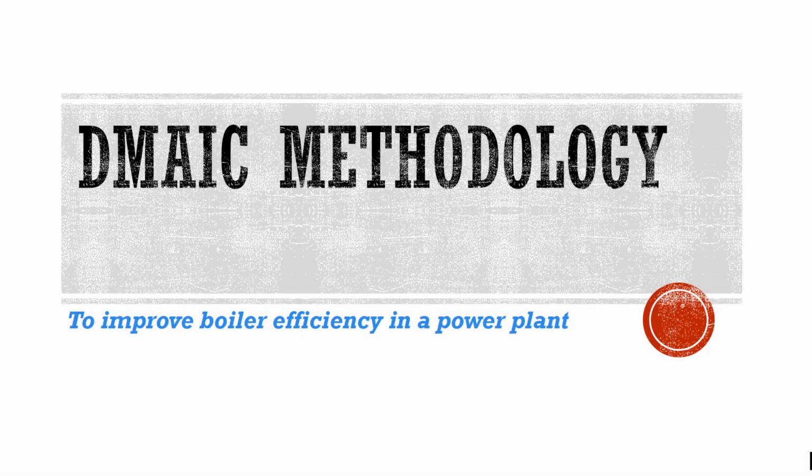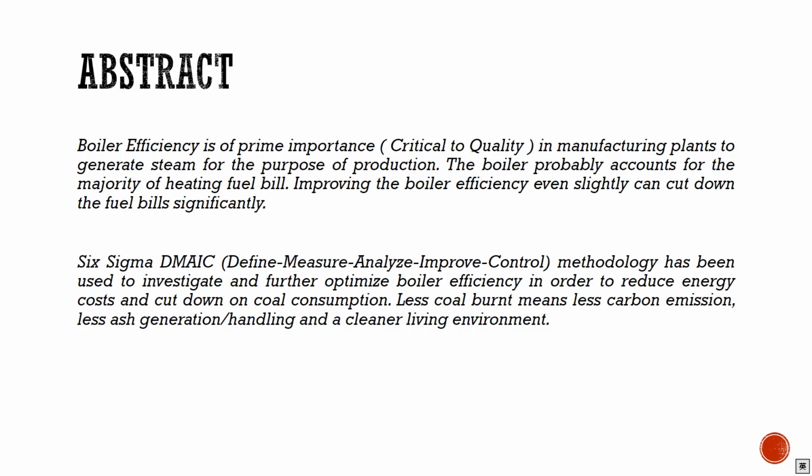Today we are using DMAIC methodology to improve the boiler efficiency in a coal-firing power plant. Boiler efficiency is of prime importance in manufacturing plants that generate steam for the purpose of production. So we are using the Six Sigma process DMAIC to investigate and further optimize the boiler efficiency in order to reduce energy costs and cut down on the coal consumption. Less coal burn, less carbon emission, less ash, and also giving a cleaner living environment.